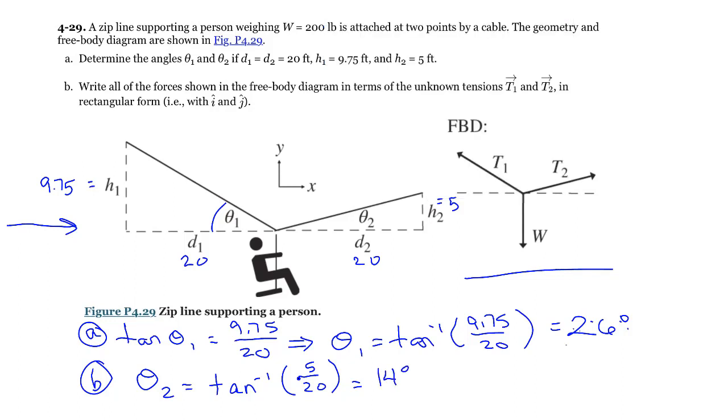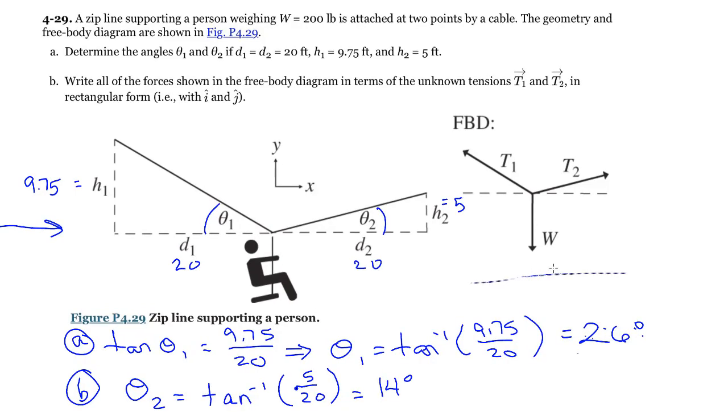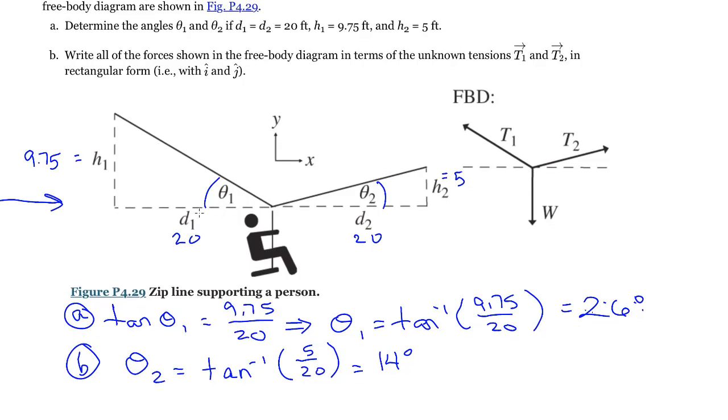So now I know a little bit more about my picture. I'm going to keep writing without erasing, but we might lose our picture at some point. Actually, that's all A. This is not B. That is all of A. It says determine angle theta 1 and theta 2. I have theta 1 is equal to 26 degrees. Theta 2 is equal to 14 degrees.